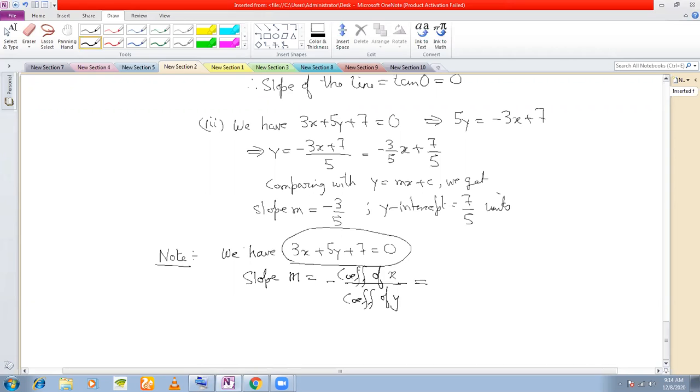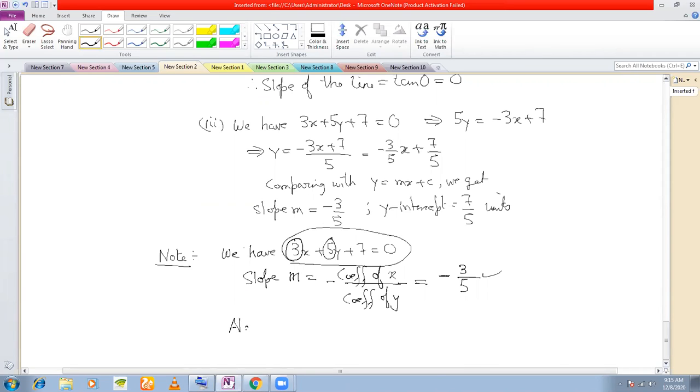You have 3x plus 5y plus 7 is equal to 0. The slope m is minus, what is the coefficient of x here? Coefficient of x is 3. We give a minus sign, coefficient of x 3, and divide by, what is the coefficient of y? It is 5. That is the slope. So directly you're getting the slope.